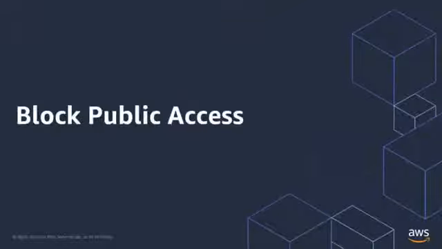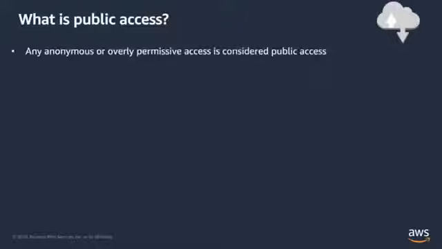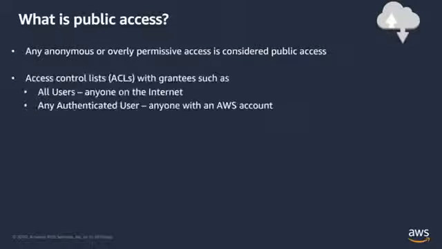All right, now we're going to talk about block public access. So what is public access? Public access is any anonymous or overly permissive access, right? So if you have any of that, we'll consider that public. And there are two ways we look at this. One is through an ACL. For example, an access control list with all users or any authenticated user, right? This is essentially anyone on the internet or anyone with an AWS account. We would consider that public access.